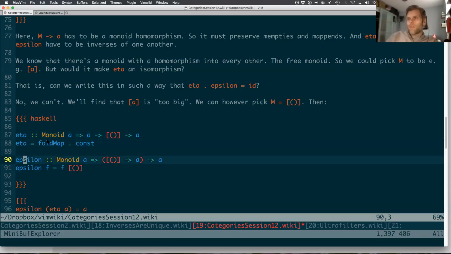And then epsilon says the inverse, which is that every homomorphism like this maps 1 to some A, right? And so we're just going to ask what that A is.